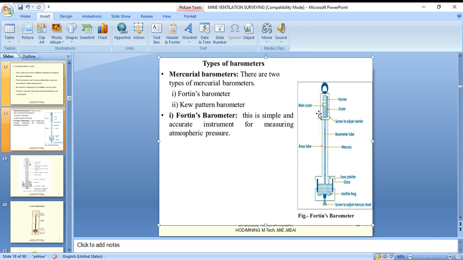So here there is a main scale as well as a vernier scale. Screw to adjust the vernier, barometric tube, mercury, brass tube. This is the pointer, moving against the ivory point. The screw to adjust the mercury level is given here. This is the leather bag, glass. So this is the functioning of the Fortin barometer.